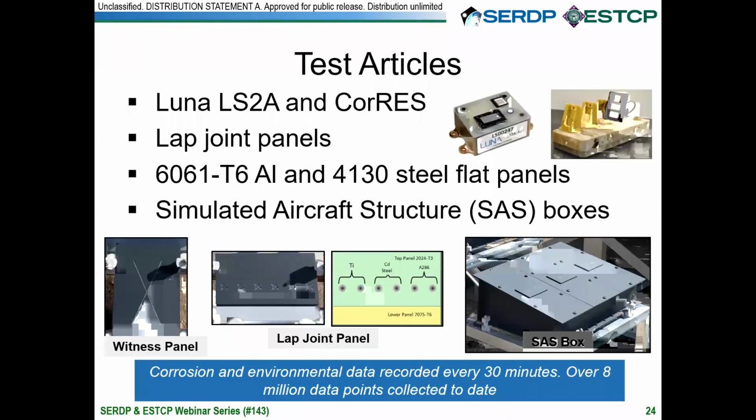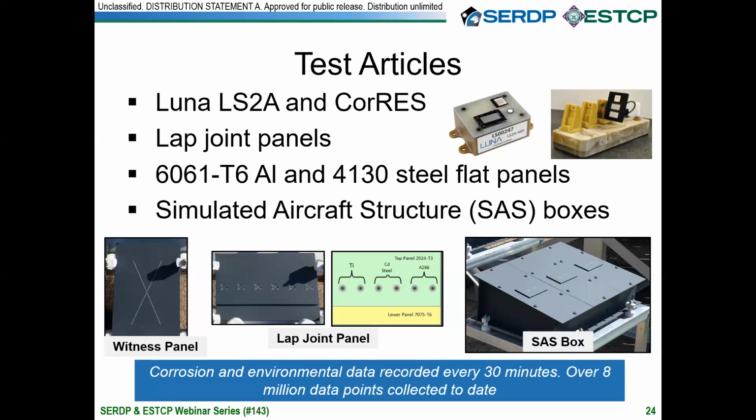So a little bit more detail, just on the test articles here. I guess the first thing to mention is the sensors that we're using to collect all of our environmental data. So using the Luna LS2A and CoreRes sensors, and previously we were using the Luna Acuity LS sensors. As those reach end of life, we've started transitioning over. So you can see just the images there, those sensors, pretty basic, collecting surface temperature, air temperature, relative humidity, and taking a conductance measurement as well.